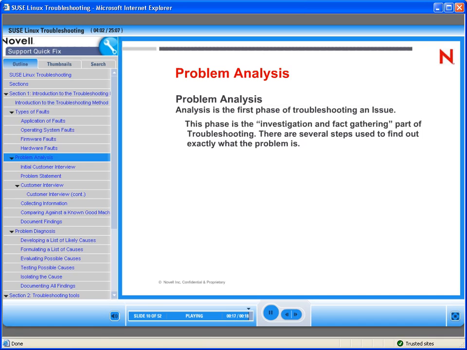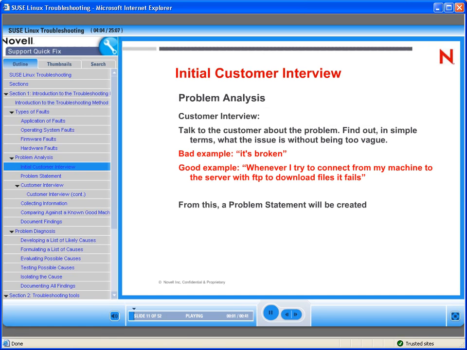The first thing we have to do when we're trying to analyze the problem is to talk to the customer and find out what the actual problem is. We want to be pretty concise, get from them a fairly specific statement about what the issue is. So a customer saying it's broken doesn't really tell you a whole lot, and it gives you too wide of an area to try and look at. A customer saying, whenever I connect from my machine to the server with FTP to download files, it fails. This gives you an area to look at, or gives you scope, gives you some place to start. You have two machines, the client machine and the server, and you have a service to look at. The problem may be larger than this, but it gives you an area to start.